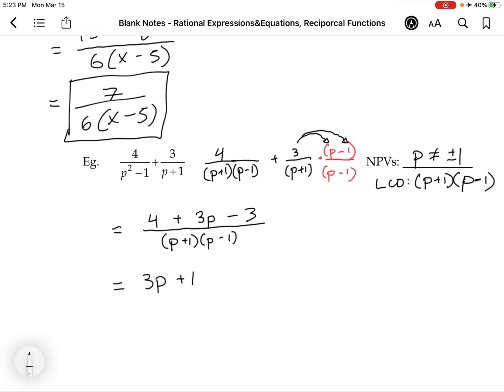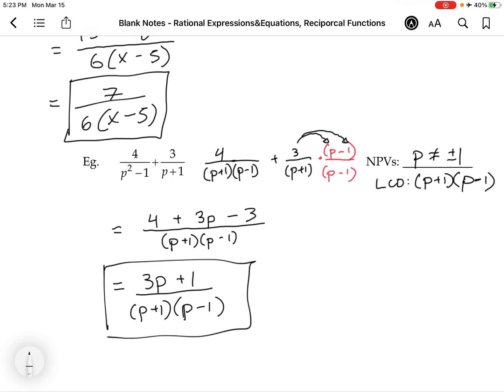So all together, what do we have when we simplify? We've got 3p plus 1 over p plus 1 times p minus 1.